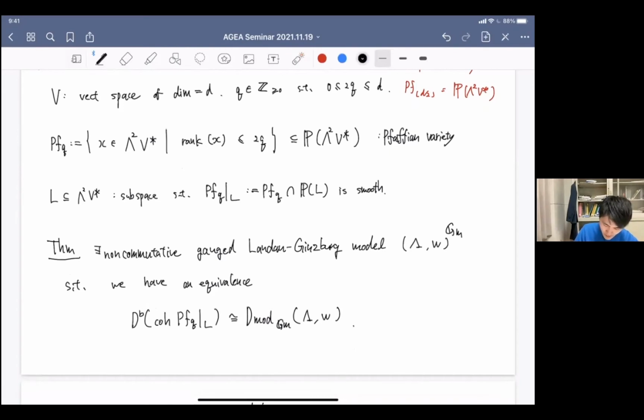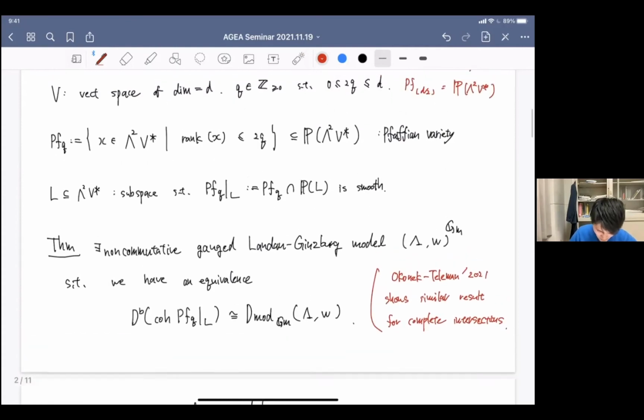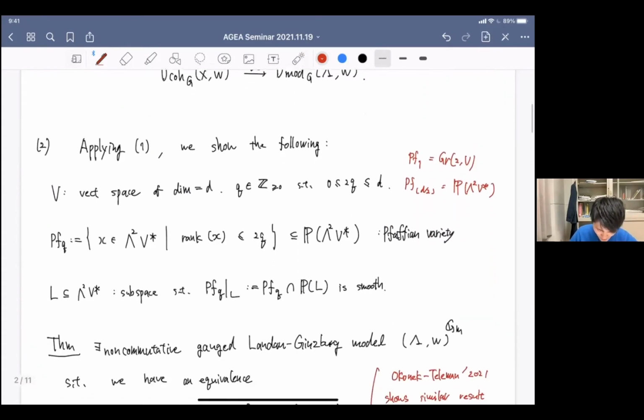And there is a previous related work by Okonek-Teleman. Okonek-Teleman shows a similar result for a complete intersection in some projective space. Yes, this is our main result.